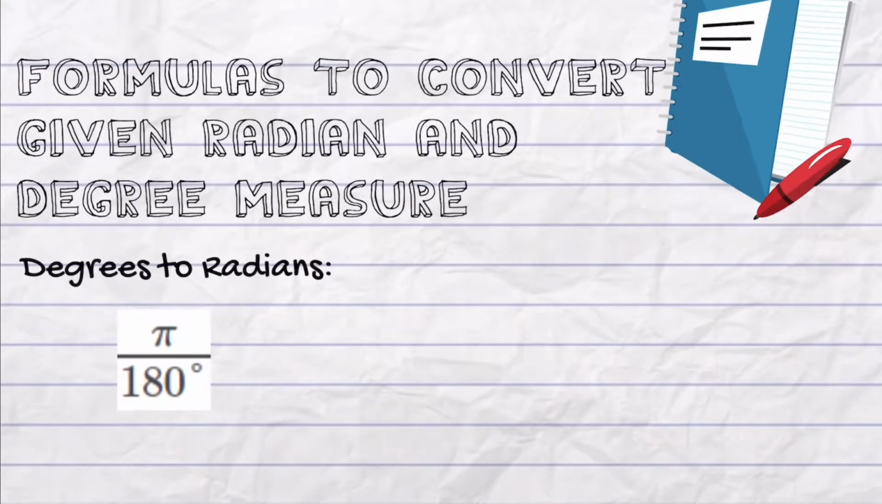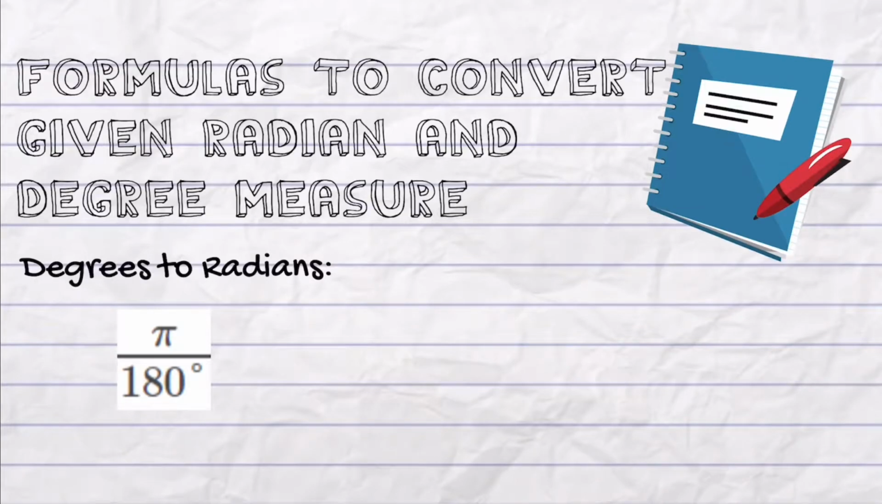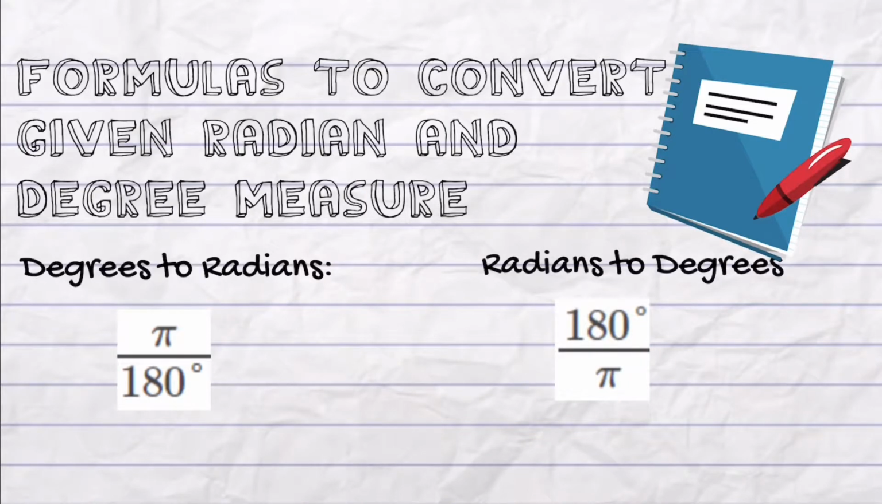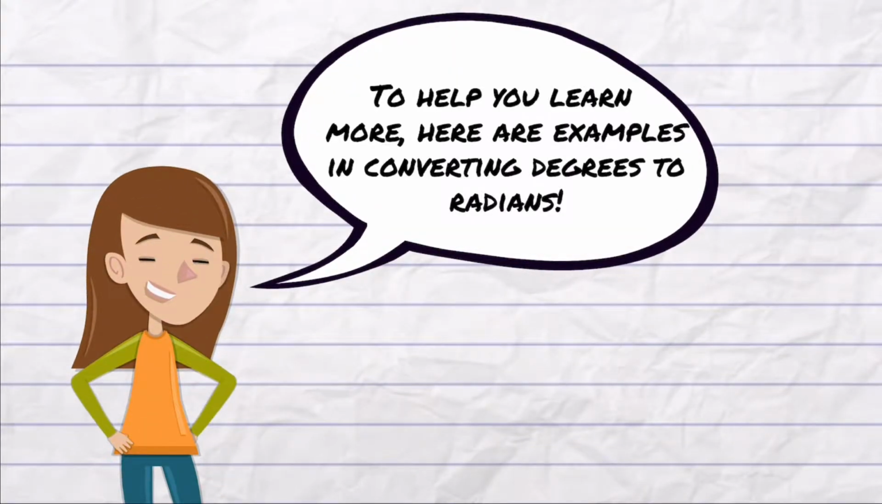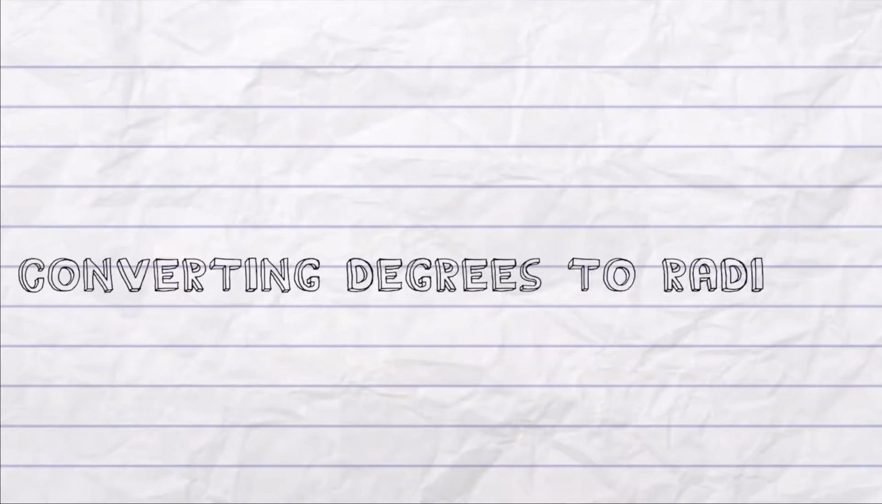In converting degrees to radians, we just need to multiply by pi over 180 degrees. Then in converting radians to degrees, we just need to multiply by 180 degrees over pi. To help you learn more, here are examples on converting degrees to radians.